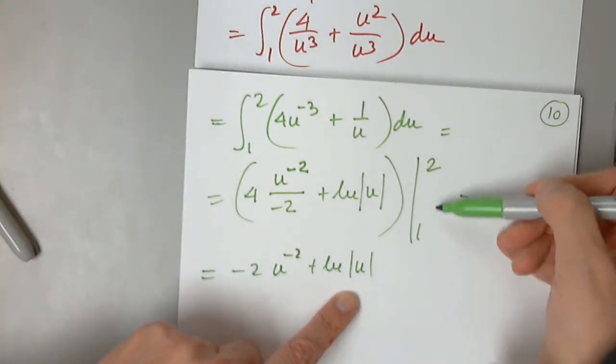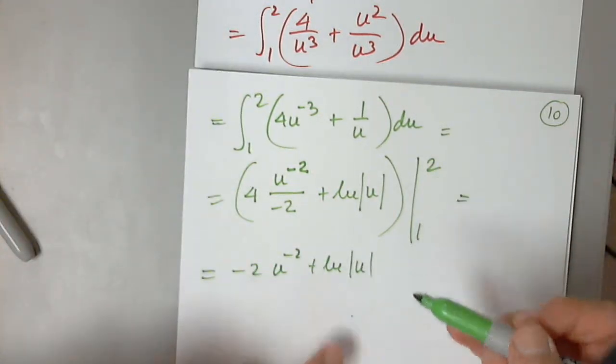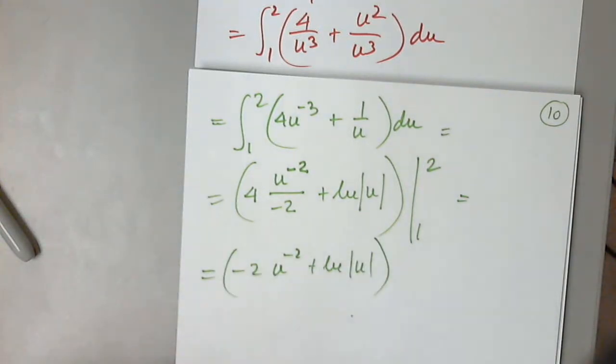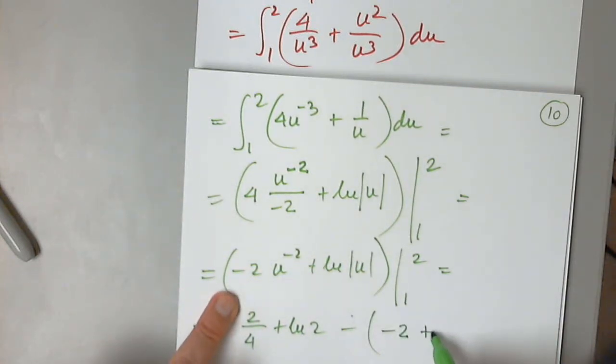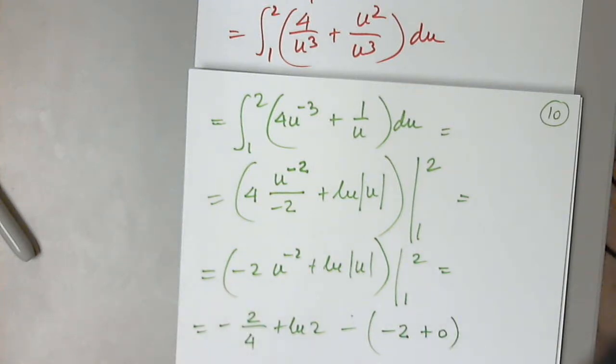I can drop it now because I know it's between 1 and 2, so it's not going to be any problem. There is no need for the absolute value in this case. So I will plug in 2, so I get negative 2 divided by 4 plus natural log 2, but minus when I plug in 1, which is negative 2 plus 0. So when I plug in 2, I get negative 2. 2 to negative 2 is 1 over 4. Natural log 2 minus when I plug in 1, which would be negative 2 plus 0.